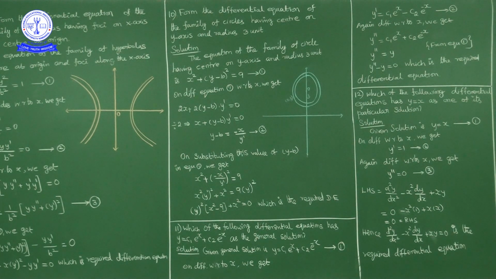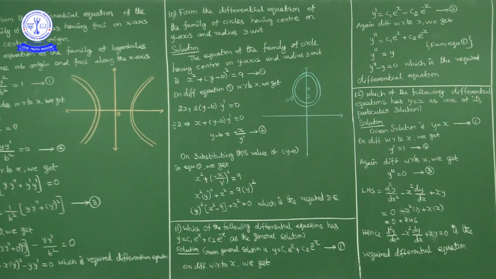Okay, next similar question, again a multiple choice question. Which of the following differential equations has y is equal to x as one of its particular solutions? What is the given solution? y is equal to x. So if you differentiate with respect to x, what will we get? y dash is equal to derivative of x, which is 1. So y dash is equal to 1. Now if you differentiate again, y double dash is equal to 0.